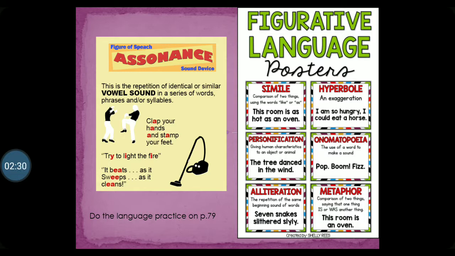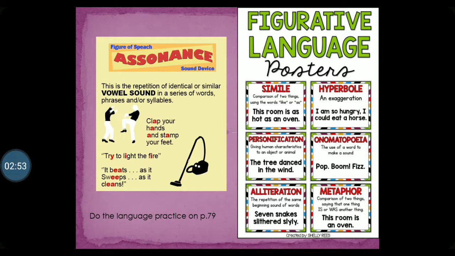Okay. The next one is onomatopoeia. Now that is a big word for something really simple. Onomatopoeia is the use of a word to make a sound. So, for example, pop, boom, or fizz. Or when we say the bees are buzzing, the word buzzing is actually sounding like the bees buzz. So, it sounds like the sound that they make actually that you are saying and repeating.